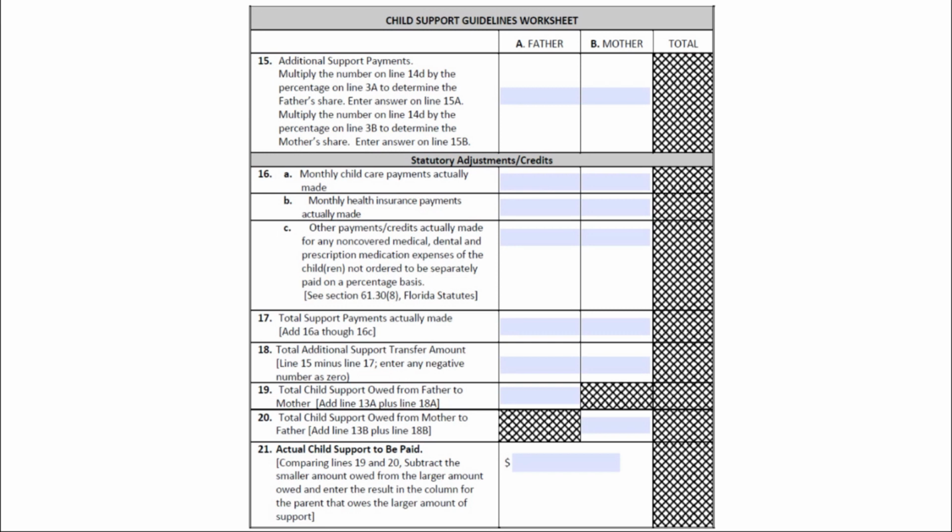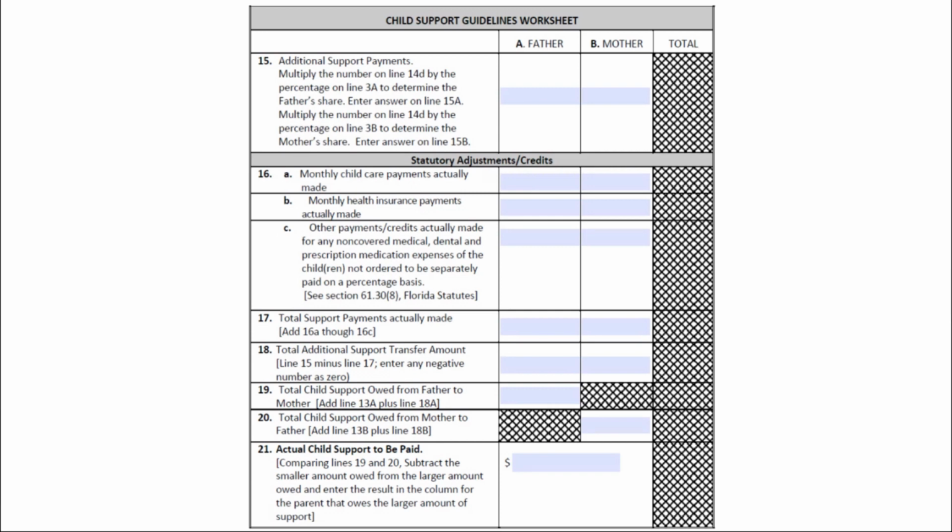Each of these credits must be listed to determine how much each party actually pays for the additional support payments listed in section 14. As such, the actual payments made by both parties in total should not exceed the amounts listed in 14A, B, and C. Once you have been able to determine these actual payment amounts, you are able to tally them and total them together in section 17.